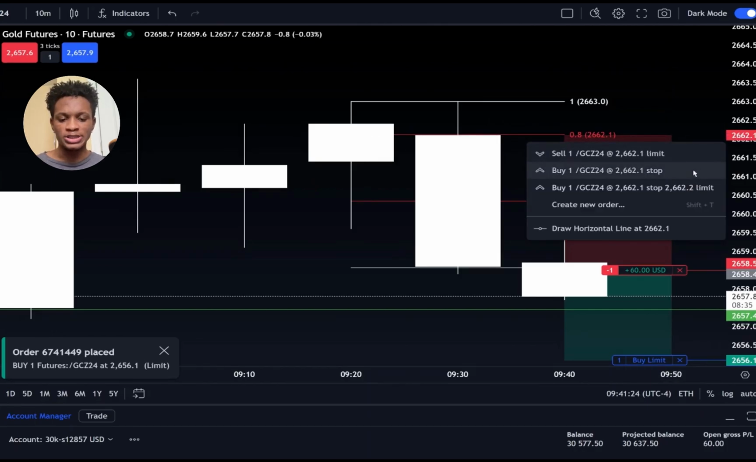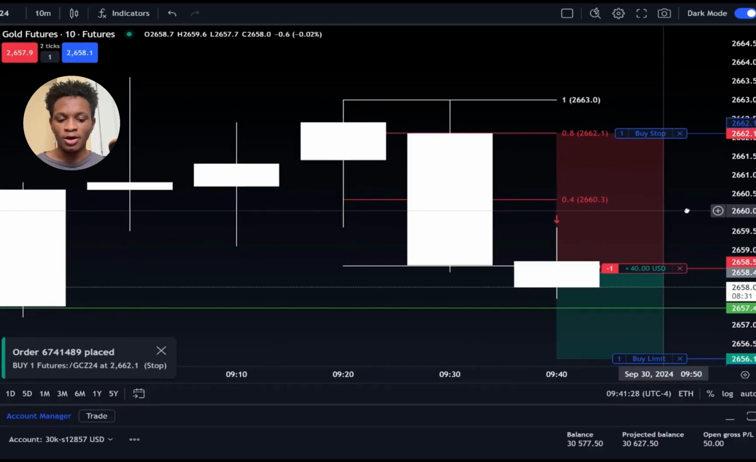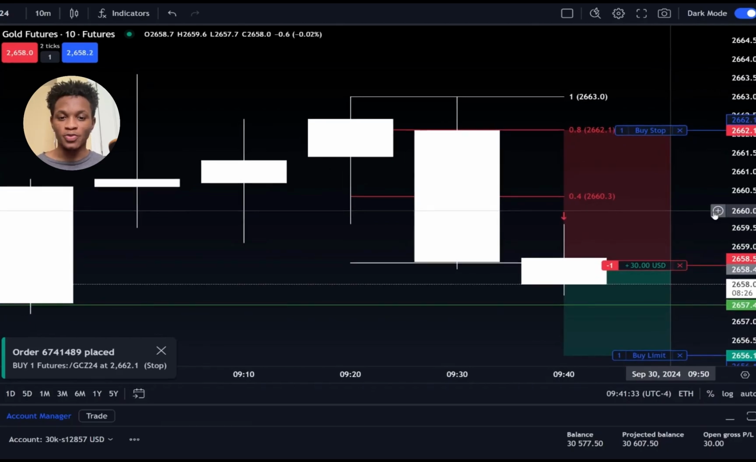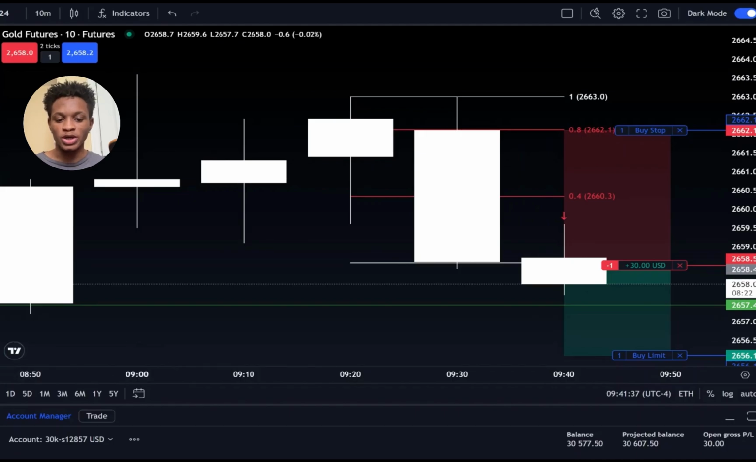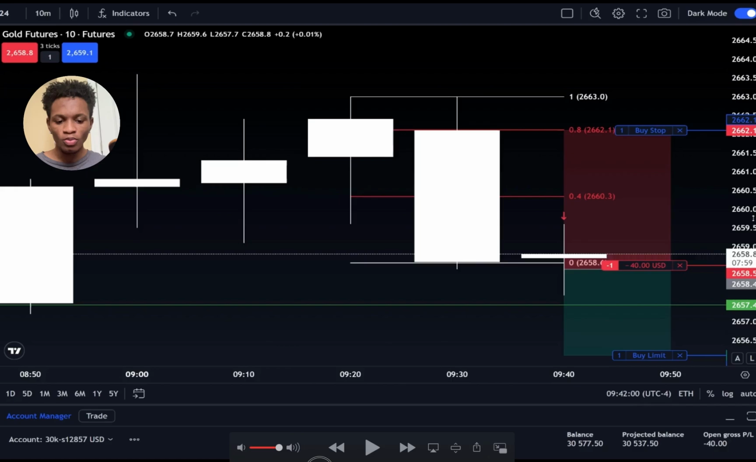Basically now I'm placing my stop loss, so I'm putting a buy stop up there, and then I put a buy limit at the 0.60 RR mark. And that's pretty much it. So we're just waiting to see what happens with this trade. I'm going to fast forward this a little bit. There you go, so let me resume it right here.